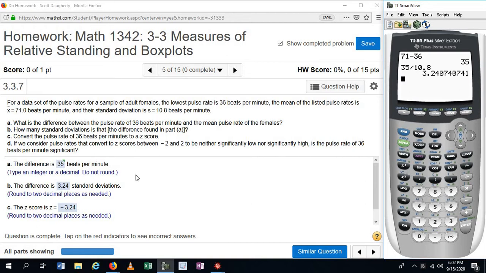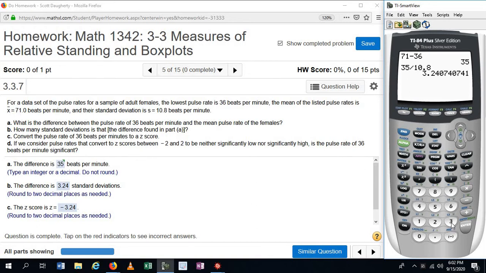All right, part C, convert the pulse rate of 36 beats per minute to a z-score. Now there's a formula for z-score, right? To calculate z-score, you take the x value that you're trying to find the z-score for, and you subtract off the sample mean, and then you divide that by the sample standard deviation. Okay, so in this case, we're trying to find the z-score for an x value of 36. Okay, and the sample mean happens to be 71.